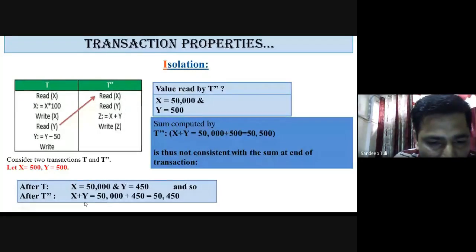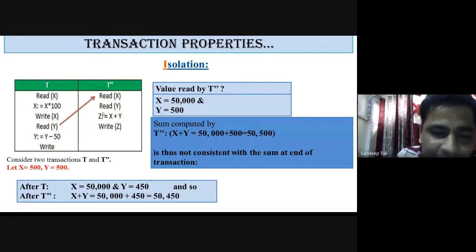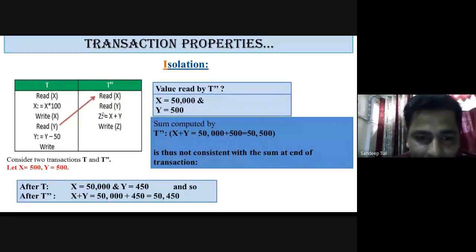The value of X plus Y should be 50,450, but if the transaction T double dash has initiated in between, the output will be 50,500 rupees. So again the database, sir, what data came? Is it clear to all or not? Yes, sir. That is where the isolation is required.